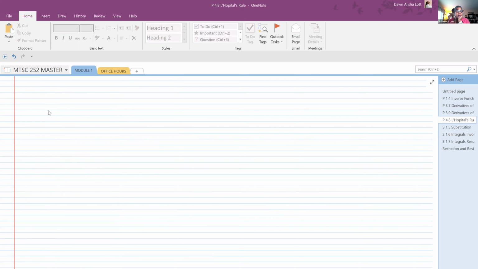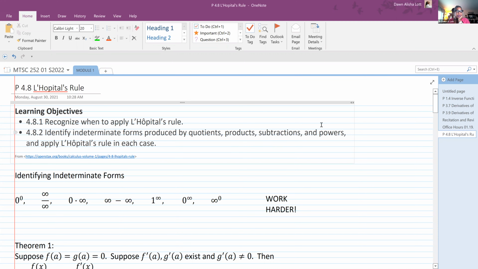Okay. All right, so we're going to do L'Hopital's rule. And there are two things about L'Hopital's rule. Some of you have seen it before. We want to recognize when we are supposed to use L'Hopital's rule. And then the second objective for today is to identify what terms we call indeterminate forms. And these things can come from quotients, products, subtractions, and powers. And whenever we see them, how to apply L'Hopital's rule. So that's what we're going to be doing today.